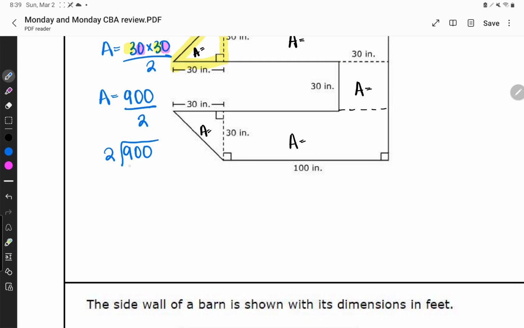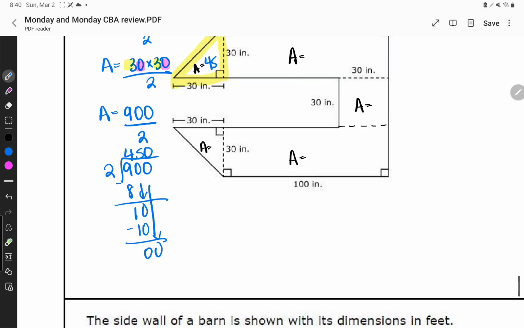And what do you get when you do that? Well, 2 goes into 9 4 times. So 2 times 4 is 8. Subtracting that gives us 1. Drop down the 0. 2 goes into 10 5 times. 2 times 5 is 10. Subtracting that gives me 0. And drop down my last 0, and that gives me 450. So this right here has an area of 450. And then the one down at the bottom has the exact same units because it's got 30 and 30. So this one is also going to be 450.